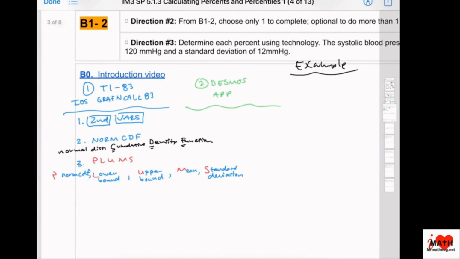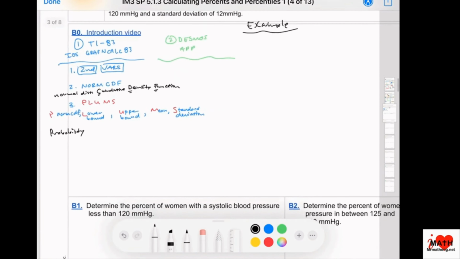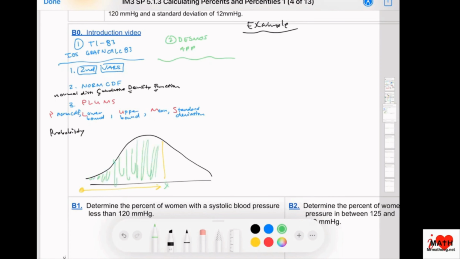And again, the P, you're basically finding the probability, right? Just as a review, in the normal distribution curve, it's always starting over here to the left up to this value. So if you wanted to find the area under this curve, this green here, you would get this value. That's what it's doing.